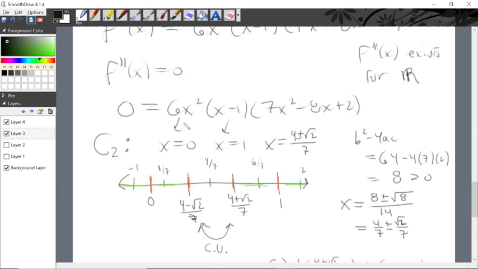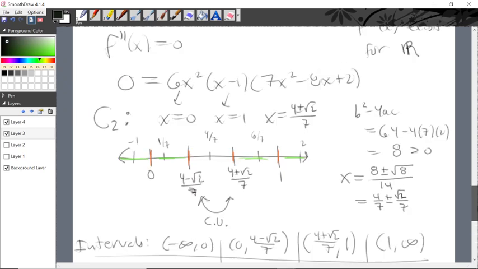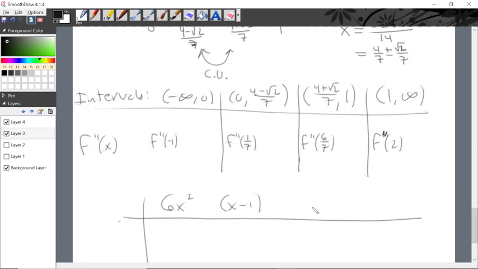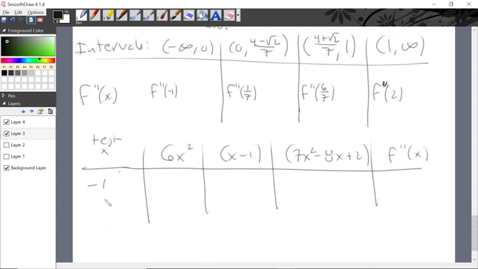Here's one way. Because we already have this written as a product of factors, I can use a tabular method. Create a table where the head of each column is one of those factors. So we had 6x squared as a factor, x minus 1 as a factor, and 7x squared minus 8x plus 2 as a factor. The product of these factors would be f double prime of x. And we're going to plug in test values of x. The test values we've already selected are -1, 1/7, 6/7, and a positive 1.